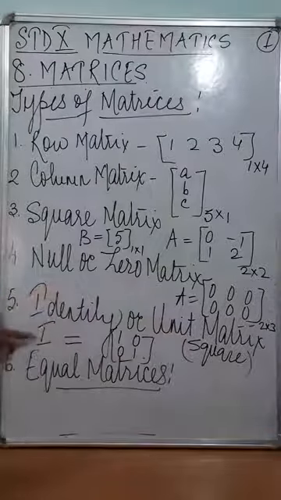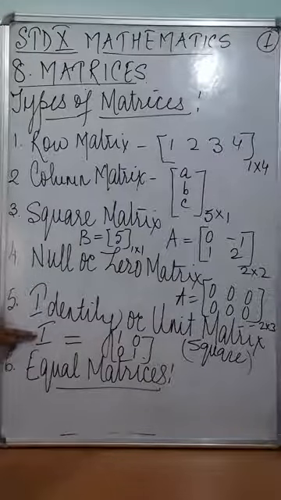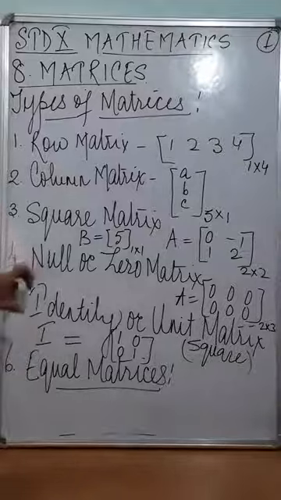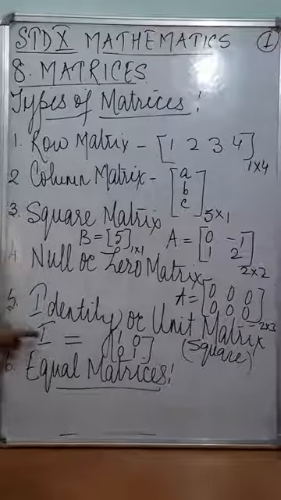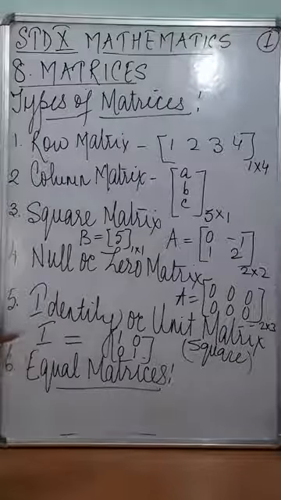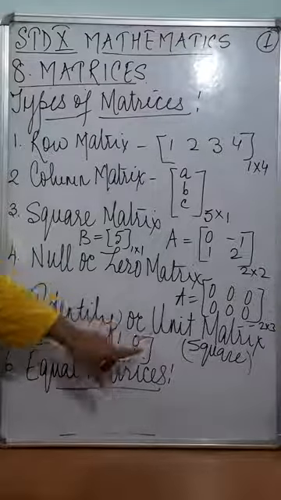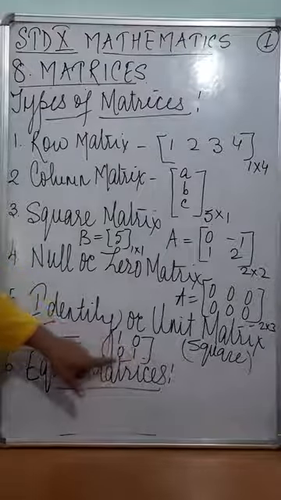In the question, if simply I is mentioned, it means you have to take an identity matrix of the order of which the other matrices are. Suppose the other matrices are of order 3 by 3, then you will have to take an identity matrix as 1 0 0, 0 1 0, 0 0 1.